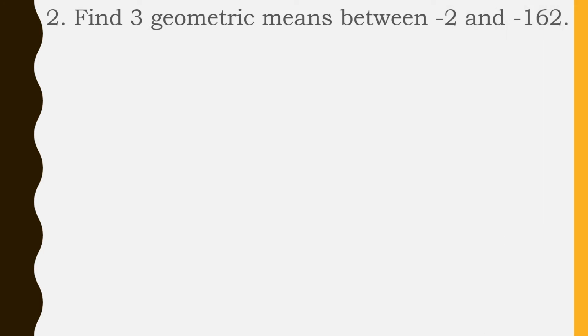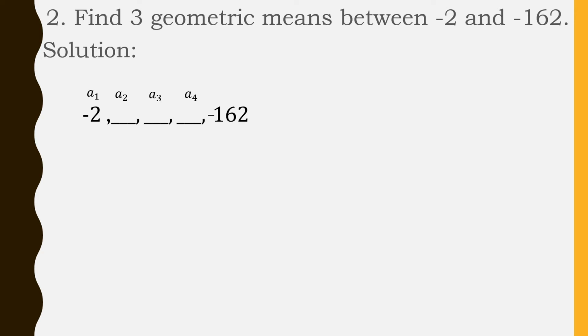For the second item, find 3 geometric means between negative 2 and negative 162. For our solution, we'll write down the given values. So we have negative 2 and negative 162, and the 3 geometric means that are unknown. The first term, a sub 1, is negative 2. The second, third, and fourth terms are unknown. And we have negative 162 as our fifth term.